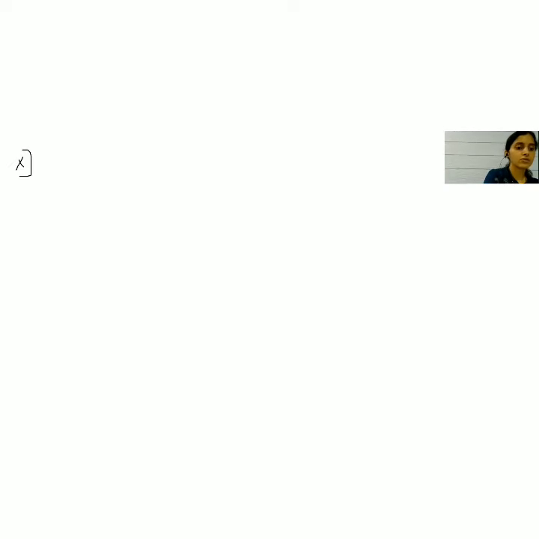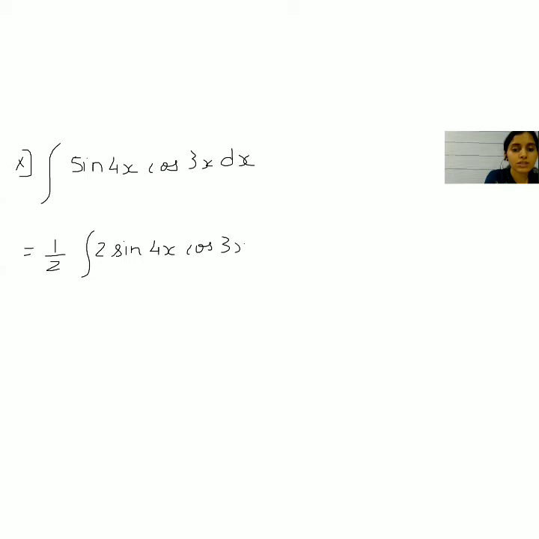It says integration of 2 sin 4x cos 3x dx. Sorry, it is sin 4x cos 3x dx. Okay. Now, what formula can we use for this? This is something like sin A cos B. Let's say if I multiply and divide by 2. So I'm going to get half outside integration of 2 sin 4x cos 3x dx.